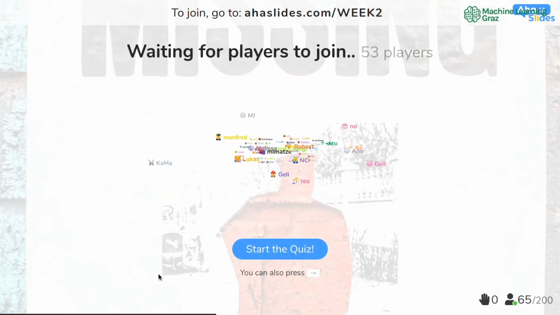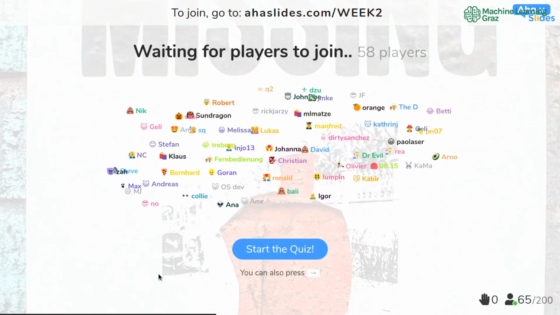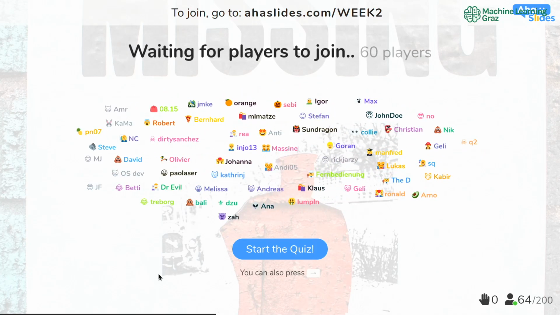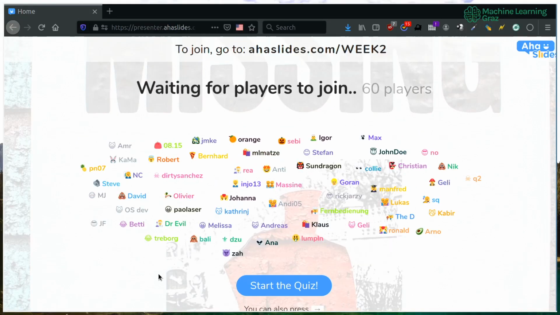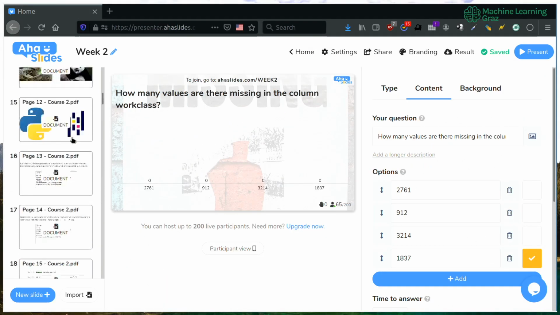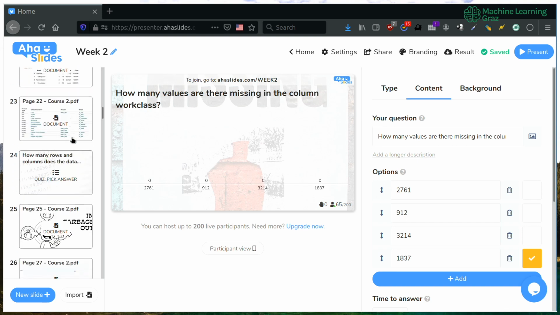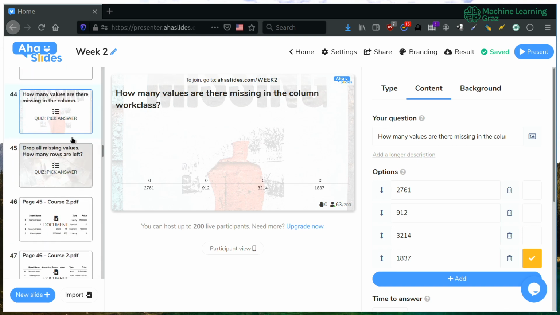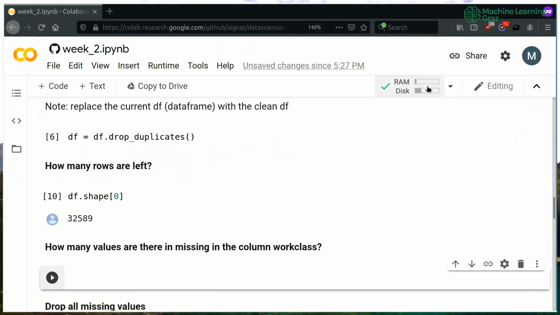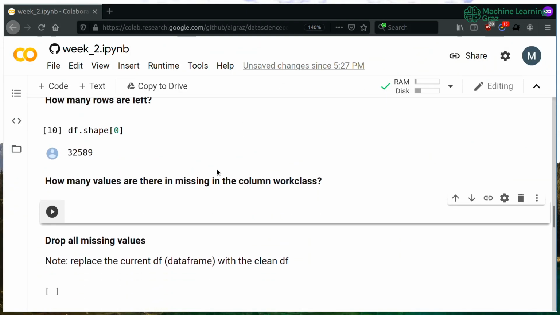Okay. So first, I think quiz. The first question would be how many none values we have in work class, and then you will have to remove it. So the first quiz for now is to calculate how many values are missing in the column work class.